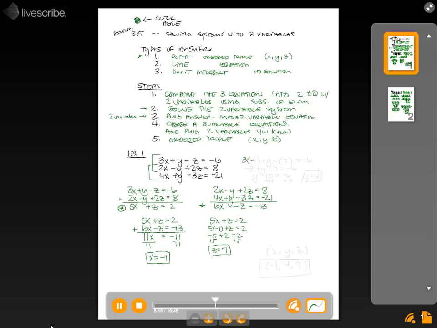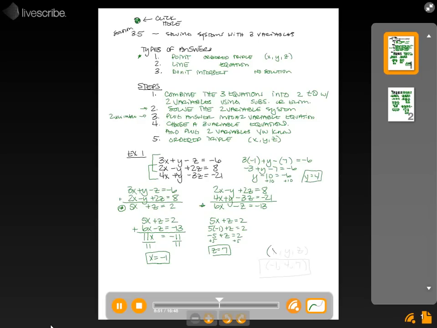So it's going to become 3 times negative 1 plus y minus 7 equals negative 6. 3 times negative 1 is negative 3, plus y minus 7 equals negative 6. Negative 3 minus 7 is really negative 10, so it's y minus 10 equals negative 6. Add 10 to both sides. y equals 4.